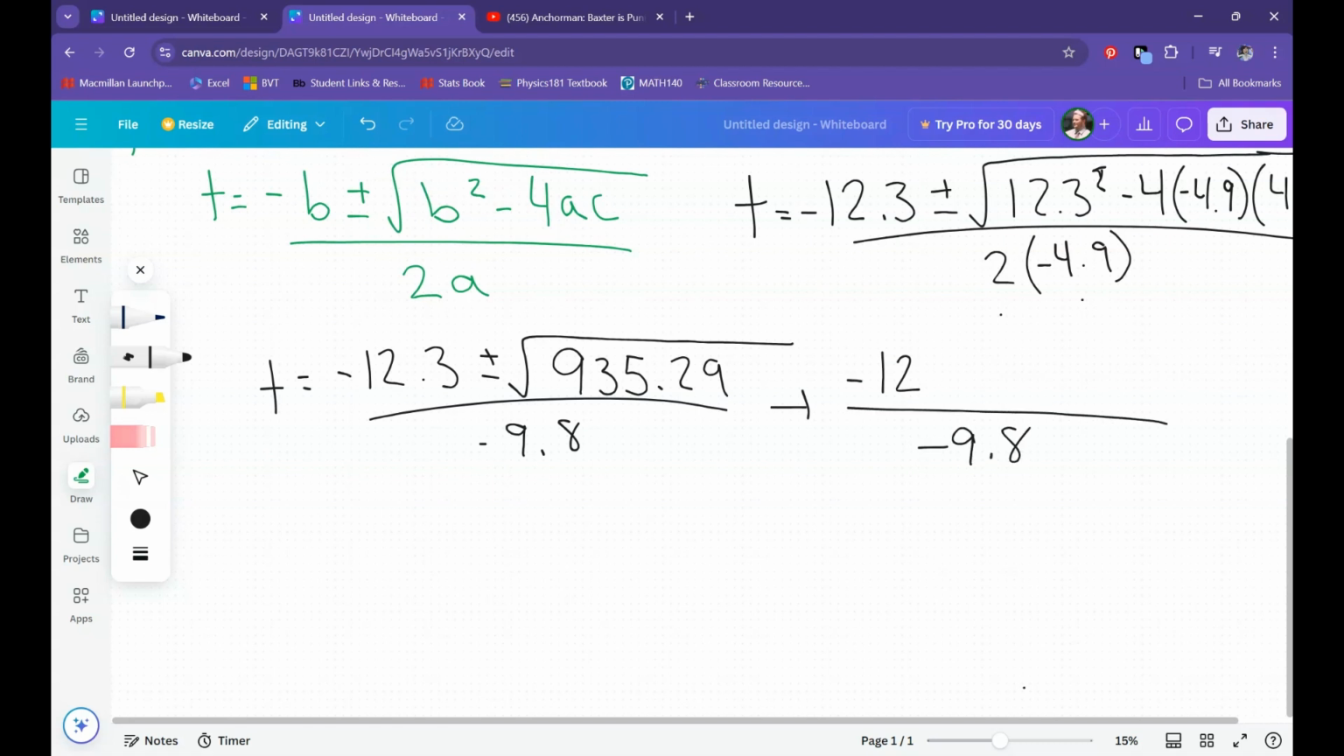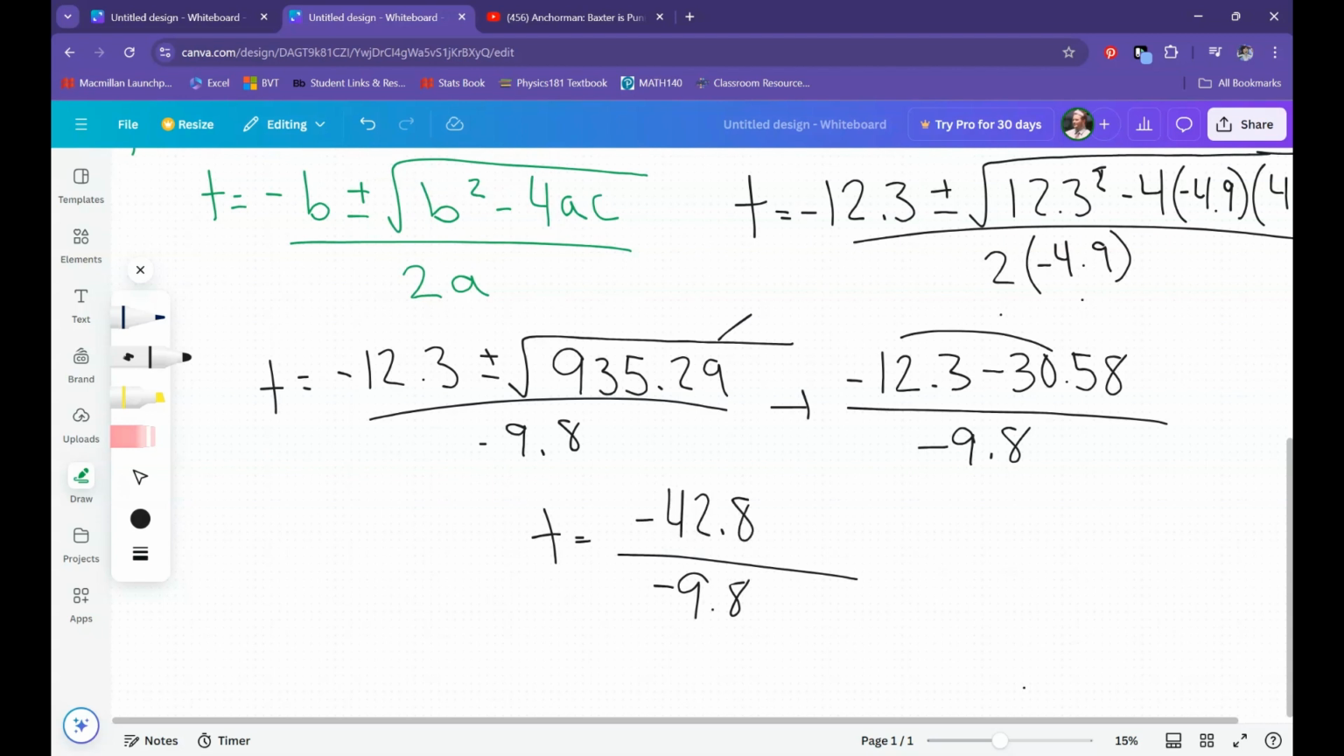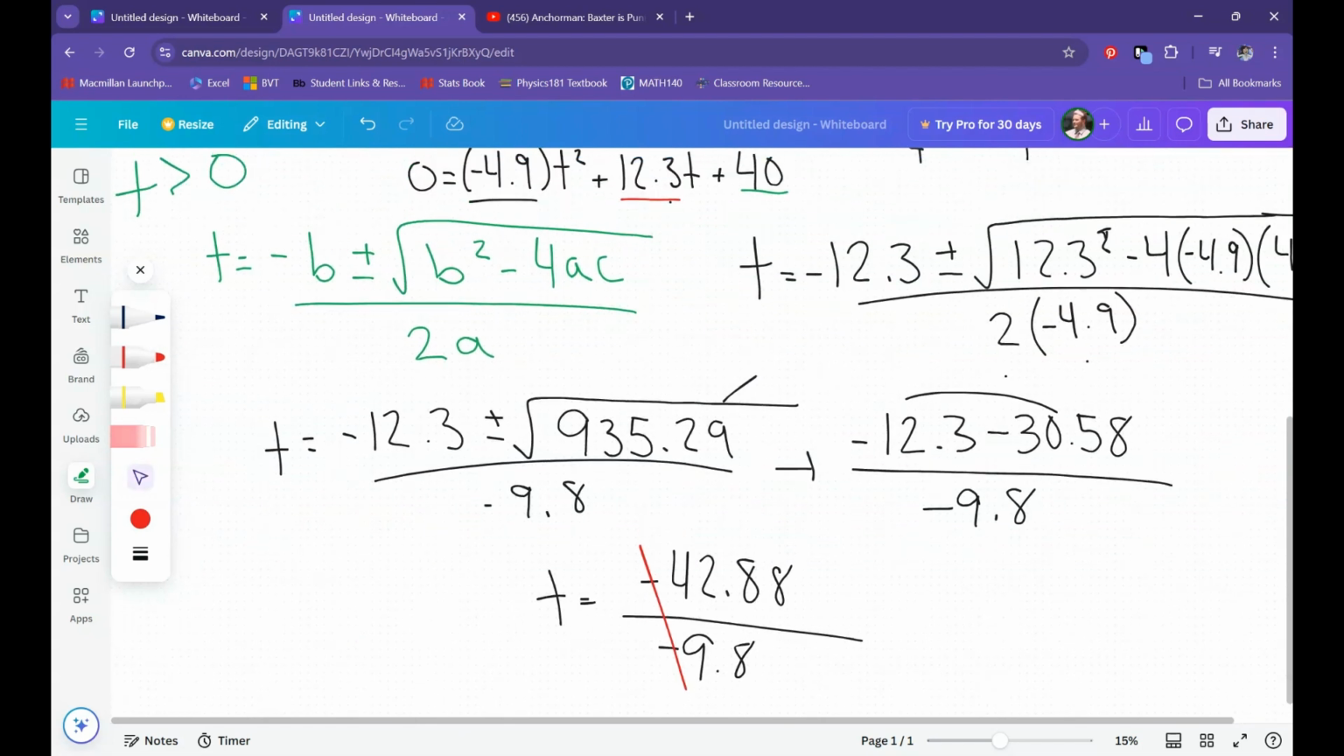And we know that both the top and the bottom have to be negative, right? Because we can't have a negative time. So we want that to cancel out into a positive number. So we have our negative 12.3. We're going to have to subtract whatever we get for the radical here, which is 30.58. Now we have t equals something over negative 9.8. We subtract these two values to get t equals negative 42.88 over 9.8. Now, these two negatives are going to cancel.